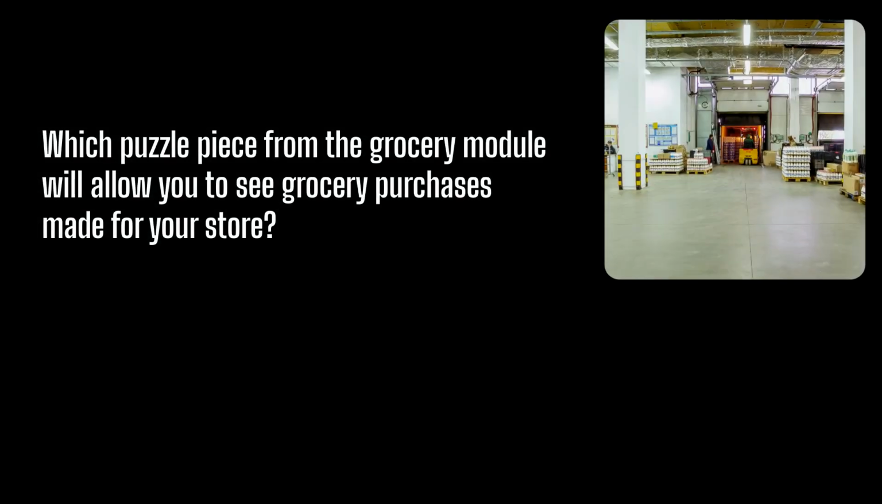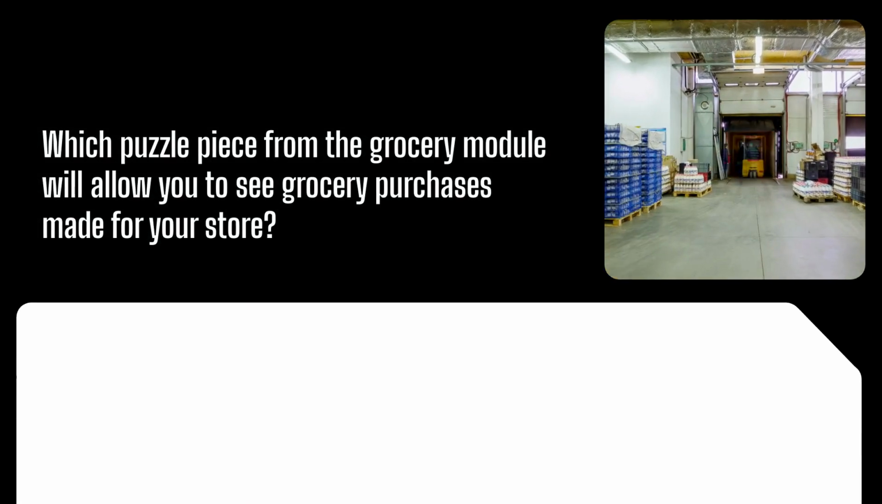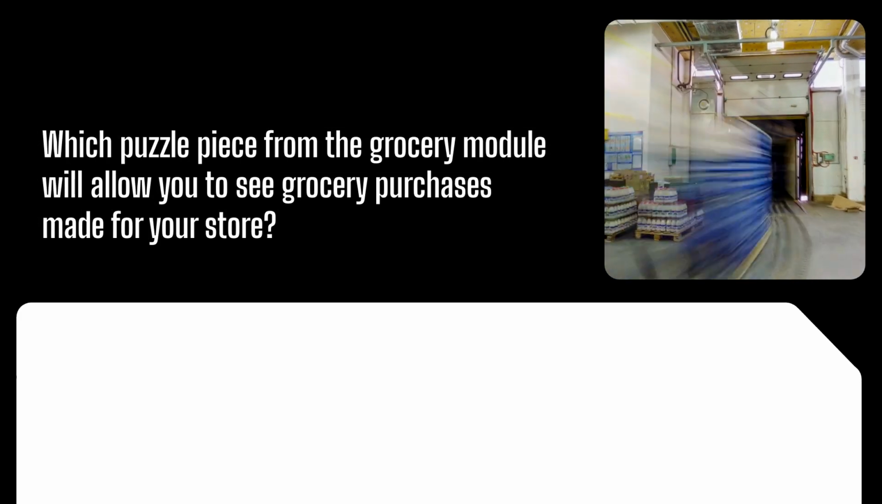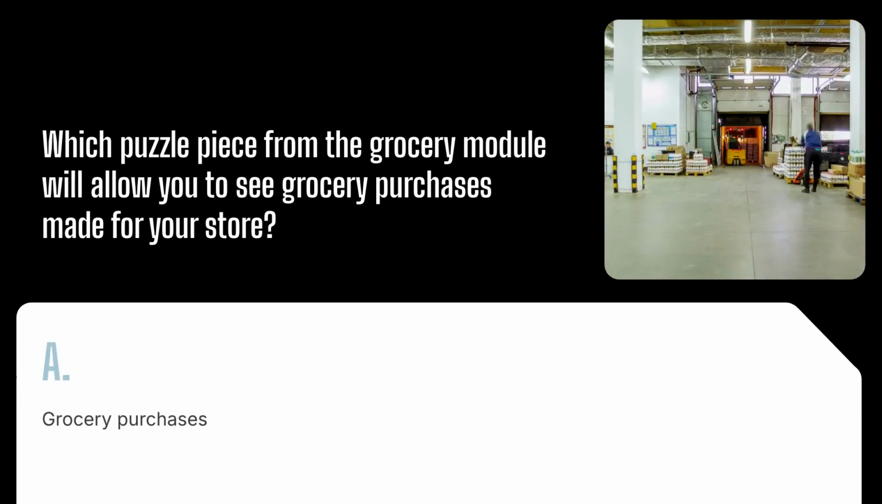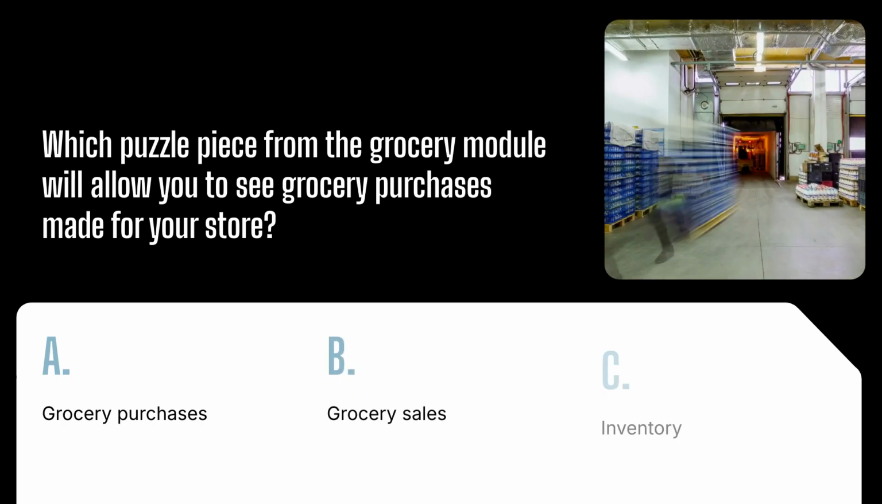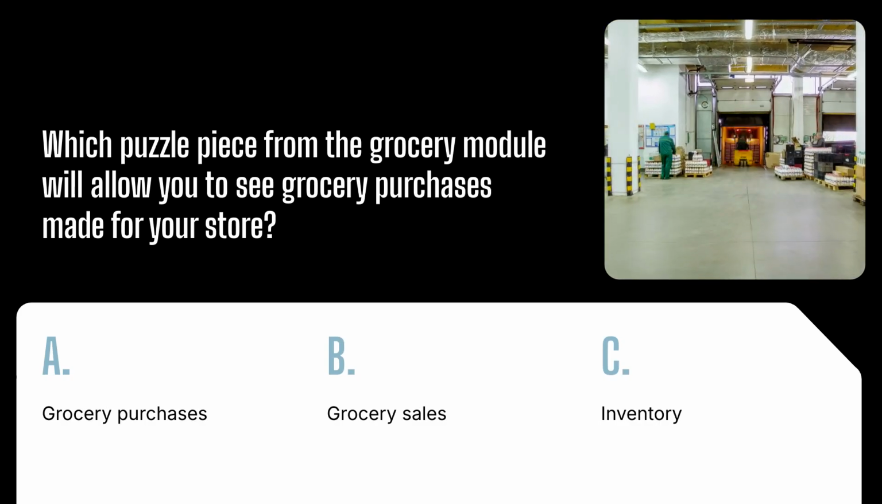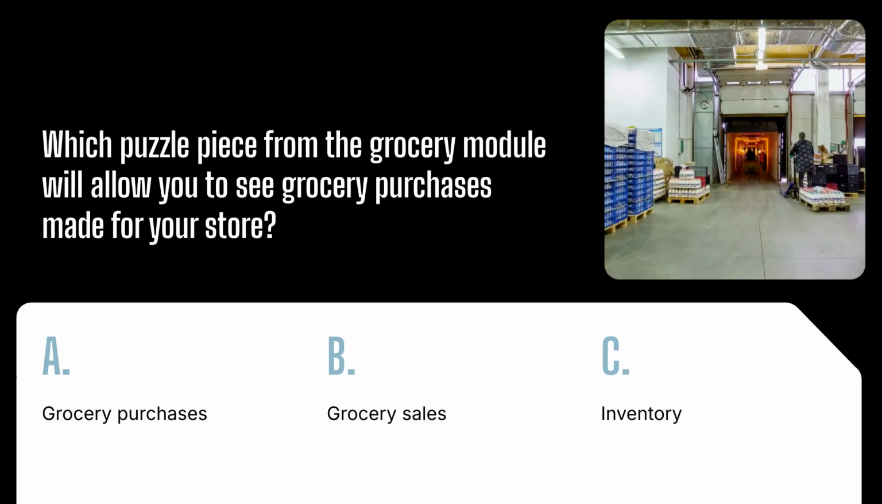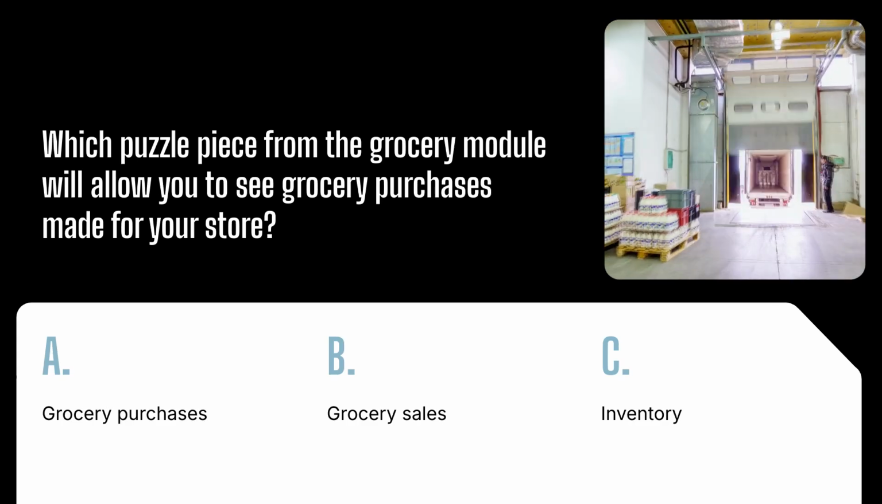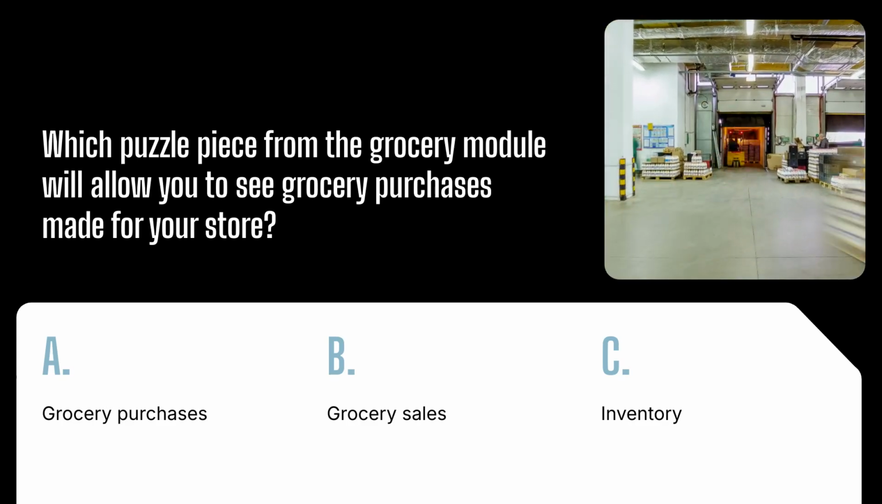Time for a knowledge check. Which puzzle piece from the grocery module will allow you to see grocery purchases made for your store? A, B, or C? C, inventory is the correct answer. From here, you can see all of your grocery expenses.